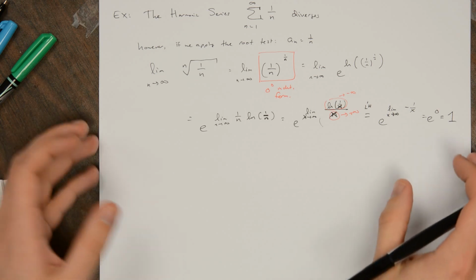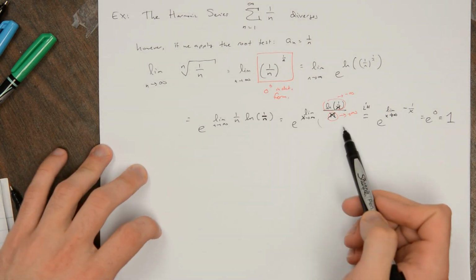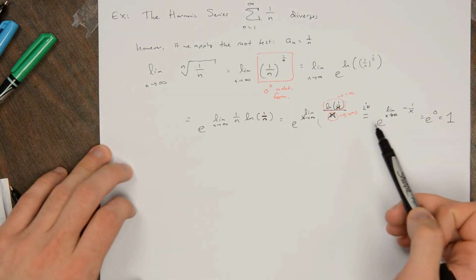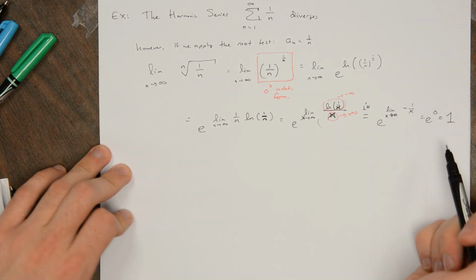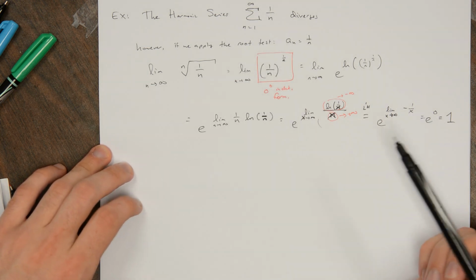So after some fun mucking about with a little bit of algebra and L'Hopital's rule, you see that the root test, sadly, is inconclusive. The series diverges, but the root test can't tell us that for sure.